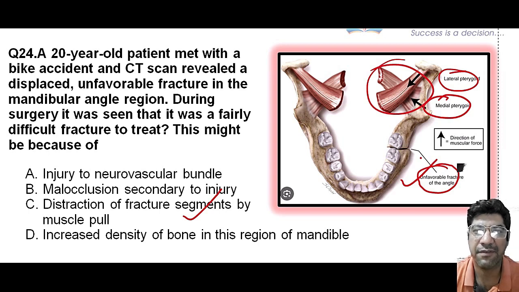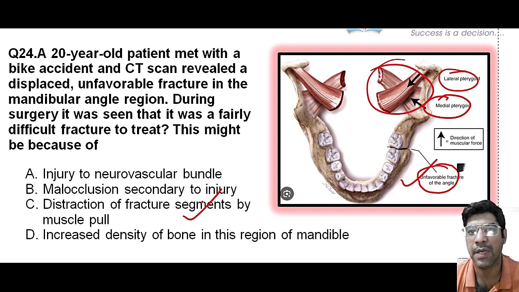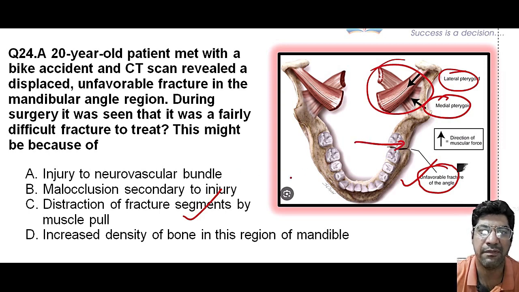So a display of unfavorable fracture in the mandible angle region is challenging to treat because of the muscle forces in this area. The muscles that are attached to the mandible, like the masseter and pterygoid muscle, can pull the fracture segment. That will make it difficult to align properly during the surgery.